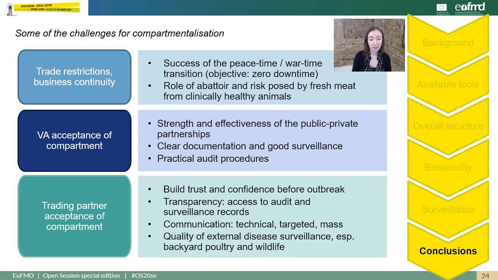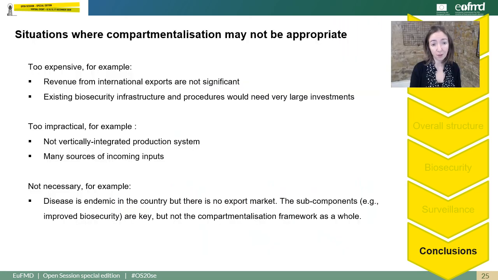Finally, the acceptance of the compartment by trading partners is conditioned by good communication, transparency, and, as I just said before, by the quality of the external disease surveillance plan. In addition, trust and confidence between the stakeholders must be built before an outbreak occurs. They are already the key to ensure the business continuity when the risks posed by the disease change in the compartment.